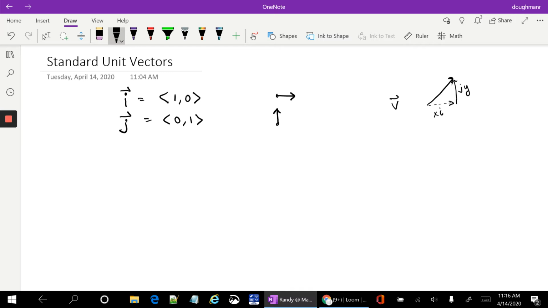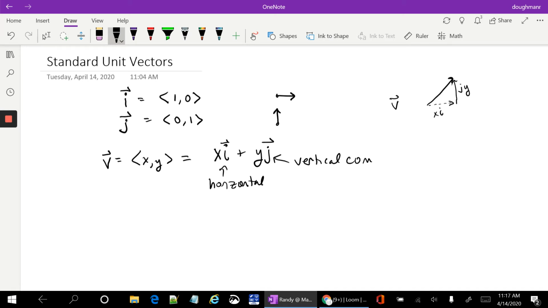All right, so in a nutshell, if I have any vector x, y, I can write that as whatever x is times the vector i plus whatever y is times the vector j. And we call that the horizontal component. And then y is the vertical component.